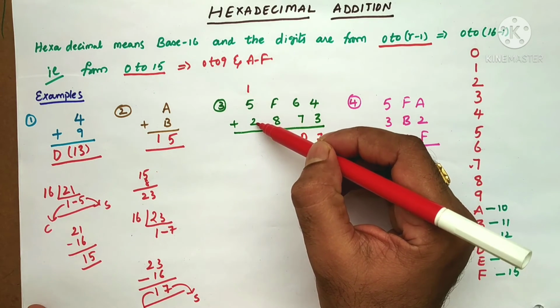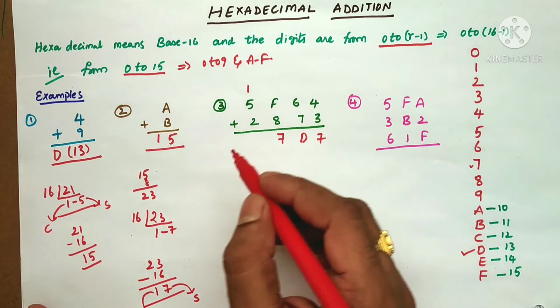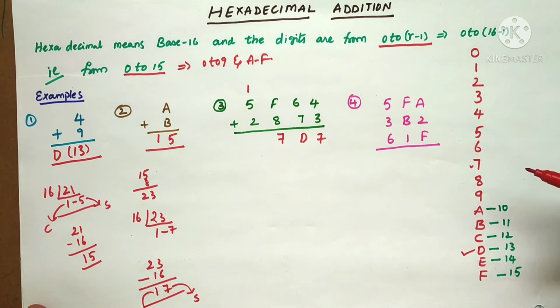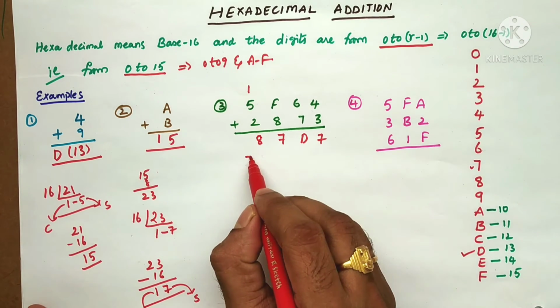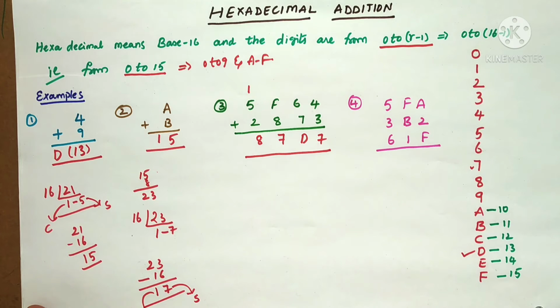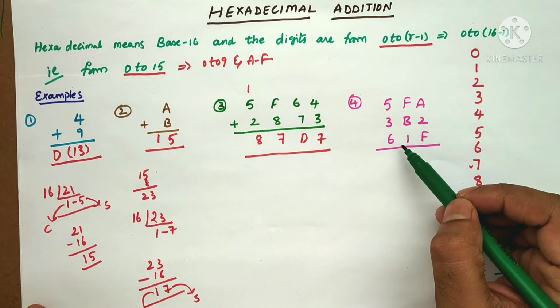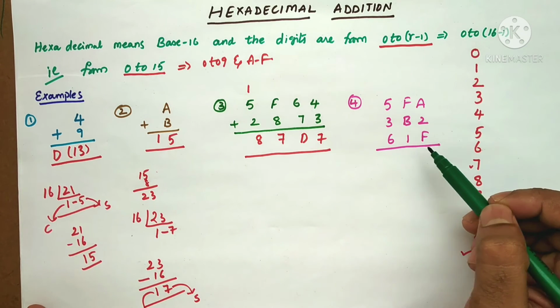5 plus 2, 7 plus 1, 8. 8 is in the hexadecimal number system, so write 8 here. This is the answer. Now let us move on to this problem. Fourth problem: 5FA plus 3B2 plus 61F.